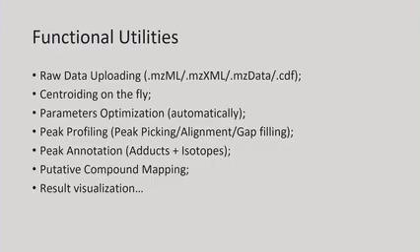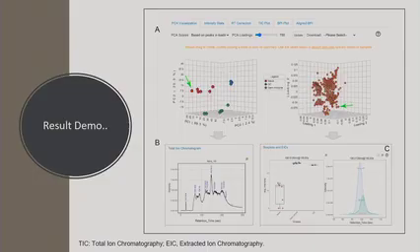And then we can do parameter optimization automatically, and we will get the optimal parameters. After we get the optimal parameters, we will do the peak picking, alignment, and gap filling. After everything is done, we will do the peak annotation to annotate the MS features into adduct and isotope level, to see the relationships between the different MS features. And finally, we will do the putative compound mapping from the MS1 level. The results can be visualized on a very nicely designed page.